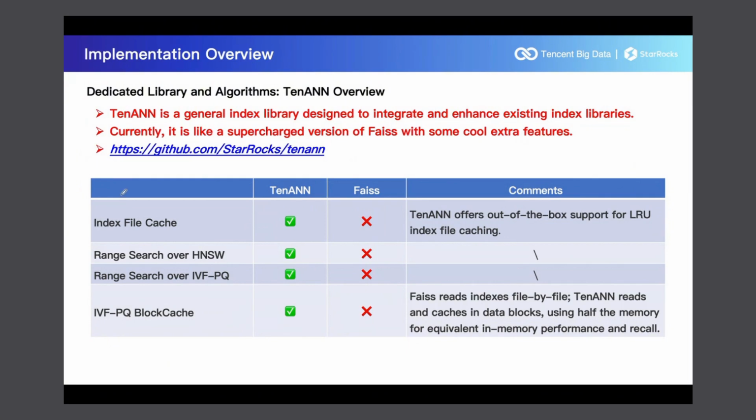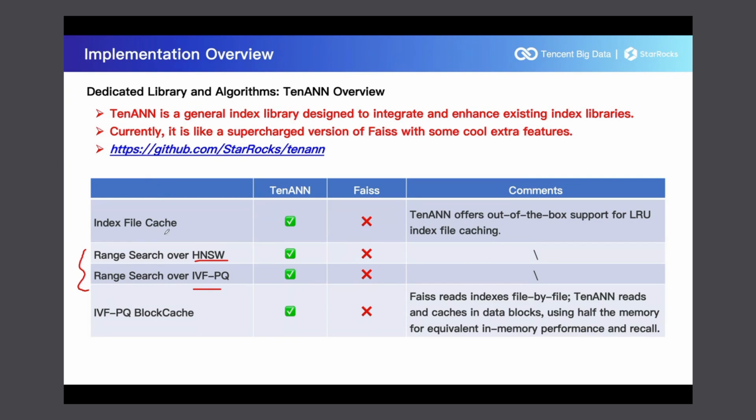In particular, TNN has advanced range search algorithms for the well-known graph-based index HNSW and the quantization-based index IVFPQ. Note that range search over those two indexes is not supported in Faiss, and to the best of our knowledge, no other libraries support these two features.